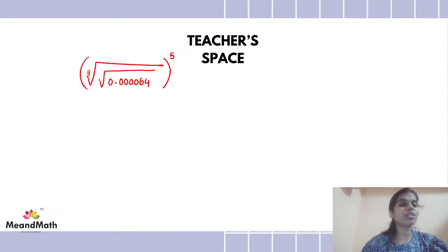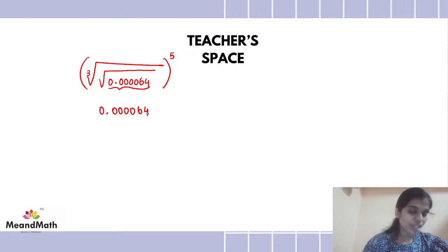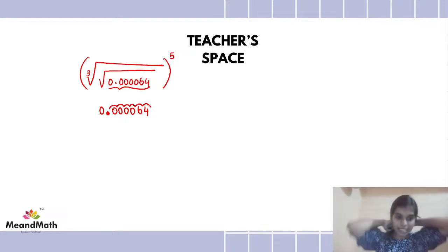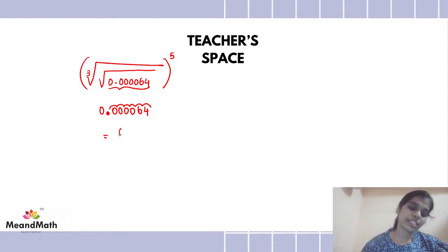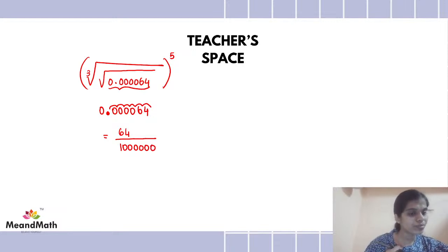So, 0.000064. First, we can take this number alone. How many numbers are there after the decimal point? 1, 2, 3, 4, 5, 6. There are 6 numbers. So, if we consider the 6 numbers, we can rewrite it as 64 divided by 1 followed by 6 zeros. Is it clear how we wrote this?